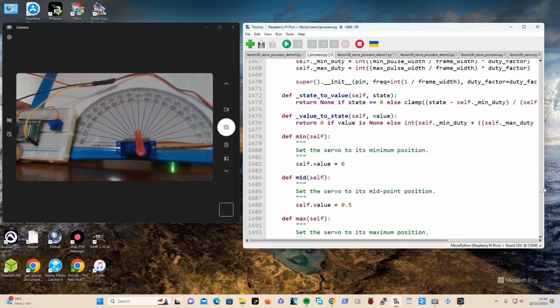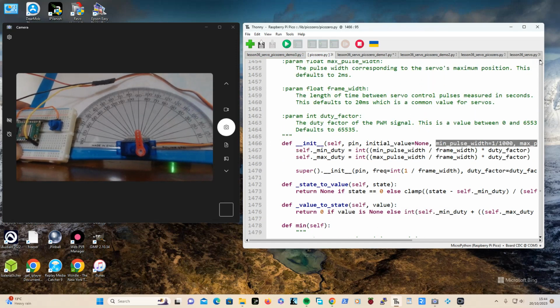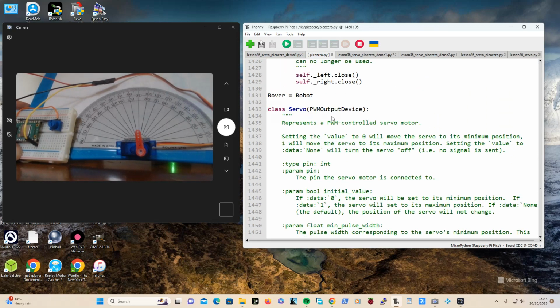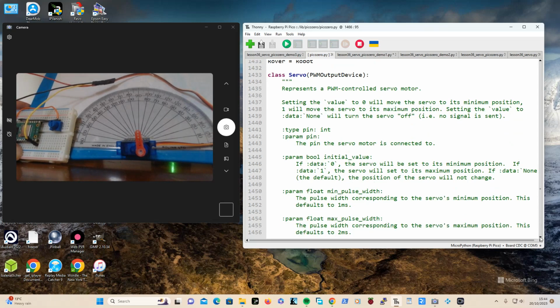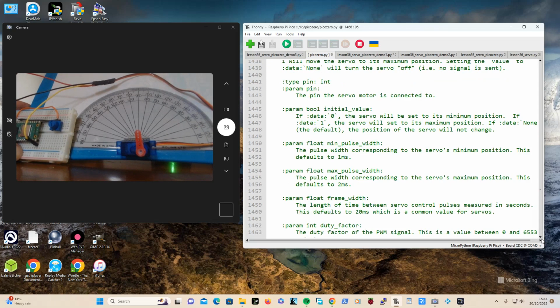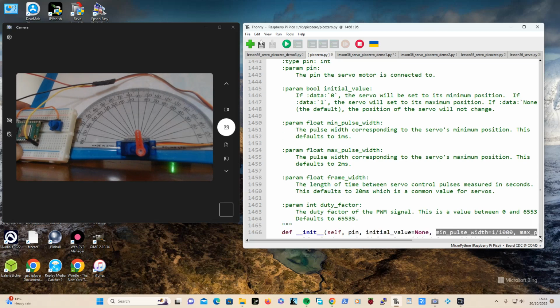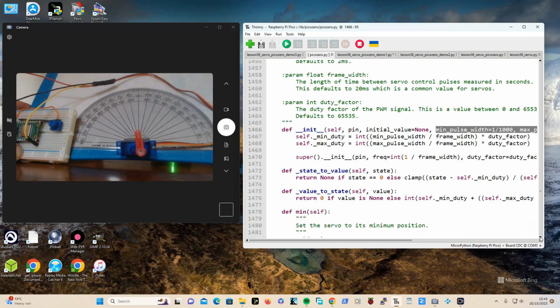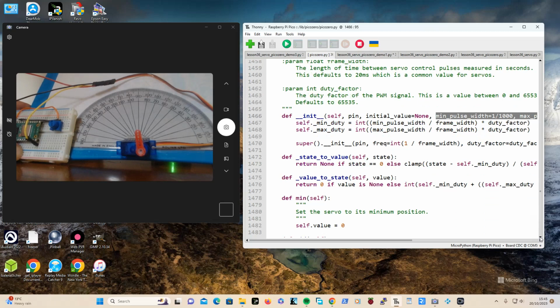Right. I didn't find the first one because I'd already looked. This is a servo class. Value to naught, move it to minimum, blah, blah, blah. You can get the pin. What else? Min defaults to 1 millisecond. Max defaults to 2 milliseconds. Nothing else, and there doesn't seem to be a way of setting the values for min or max.